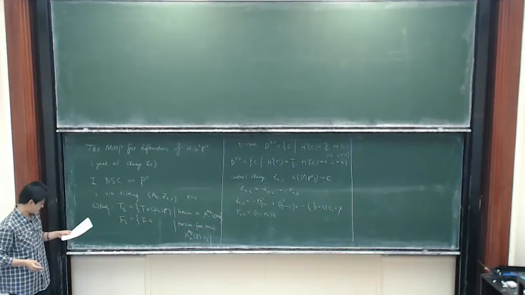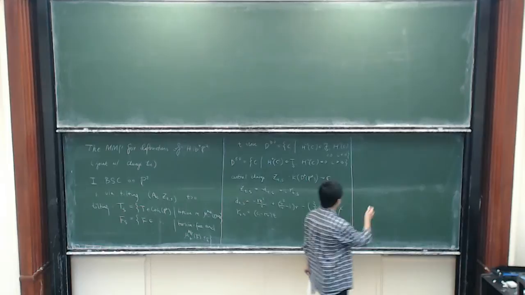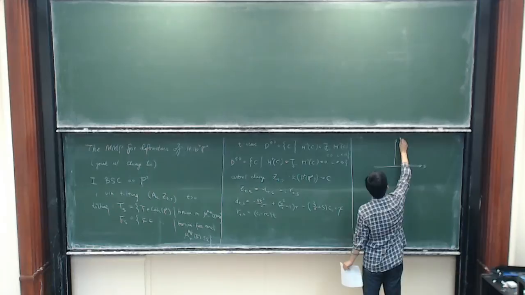So you can check this thing defines a Bridgeland stability condition on P2. The main ingredient is the Bogomolov inequality on surfaces. So good. Then what we have here is a family of Bridgeland stability conditions, which form the upper half plane.